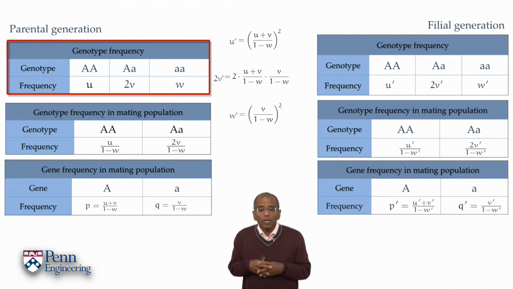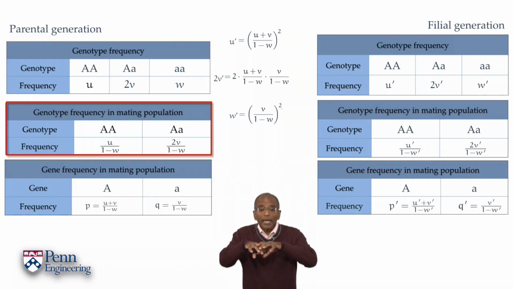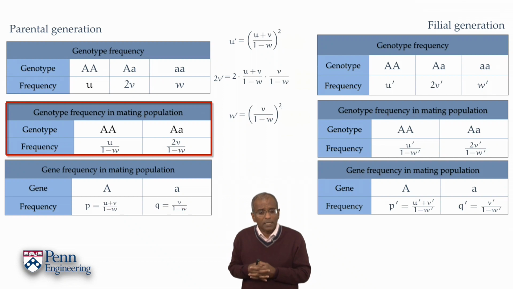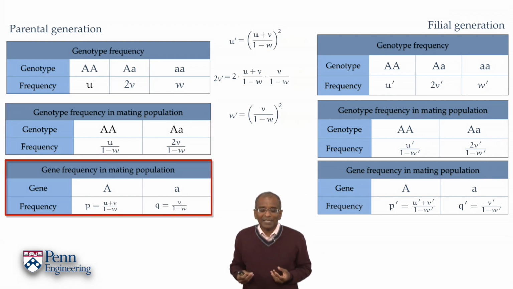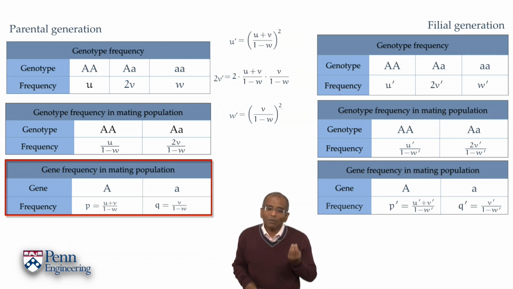Of that subgroup, lowercase a genotype individuals are forbidden from mating, sadly. And so, in the mating subpopulation on the parental side, the normal homozygous individuals appear in proportion u divided by 1 minus w, and the heterozygous individuals appear in the proportion twice v over 1 minus w. And if we look at the genes these individuals proffer, then individuals in the mating population in the parental generation proffer the dominant normal gene, uppercase A, with a probability p, given by u plus v over 1 minus w, and proffer the lethal gene, little a, with probability q, given by v over 1 minus w.